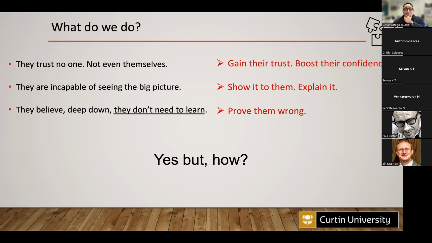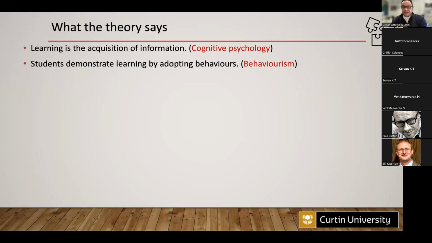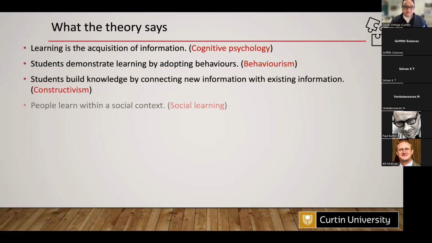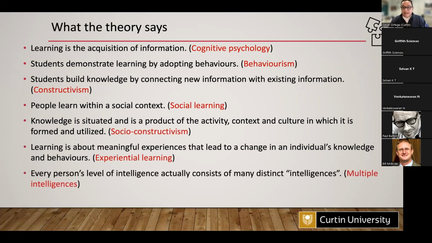So having this conundrum of how you teach someone to learn when their problem is not knowing how to learn is a big conundrum. We could, but we shouldn't, go the theory way and explain to these students that there are theories of learning, and we could talk about cognitive psychology, behaviorism, constructivism, social learning, socio-constructivism, experiential learning, multiple intelligences, etc.